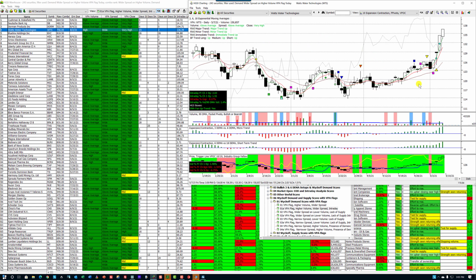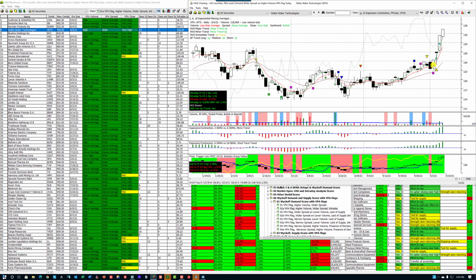Watts Water Technologies. Wow. This thing has really had a run, and here we go again. High, wide, very high. What is it today? Above average, very high. And here is our VPA flag. Let's go back here several days.